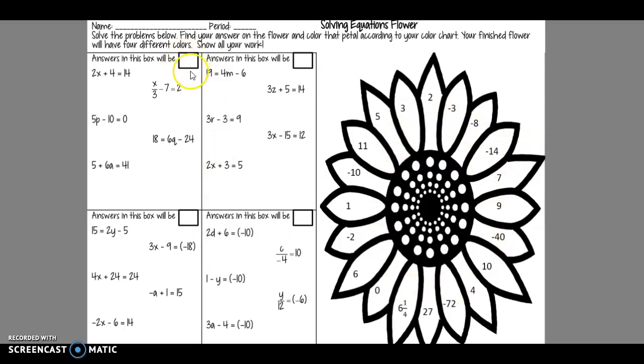You're going to have 4 different colors, one color in here, one color for this box, one color for this box, and one color for this box. Now the goal is that your finished flower will have 4 different colors, and no 2 colors are the same. So if you're getting answers that are next to each other that are the same color, then you probably did something wrong. So I'm going to walk through this one box right in here.